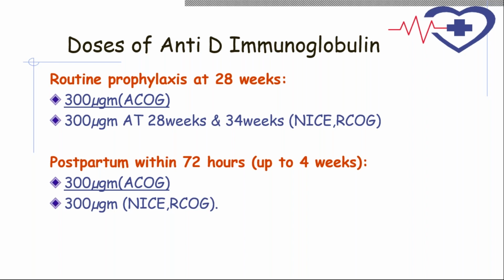As far as your postpartum prophylaxis is concerned, it is ideal to give it within 72 hours of the delivery, provided the baby blood group is positive and DCT of the baby is negative, and the dose here is also 300 micrograms. So you will give one dose antepartum and one dose postpartum. And in case you have missed the 72 hours window, it can be given up to 4 weeks, although the efficacy will be a little less, but one should give it, should not refrain from giving it.